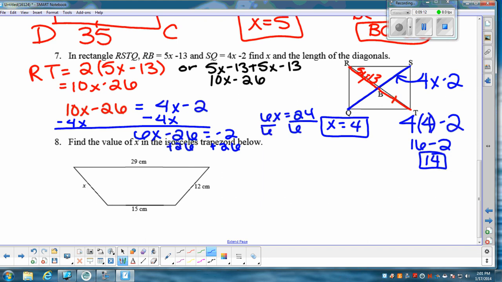Number 8, we have an isosceles trapezoid. So we know we have the one pair of parallel sides that are opposite each other, and then our legs are congruent, which means our non-parallel sides are congruent. So then it's easy. We know that x has to equal 12 centimeters. Flip over to the next page.